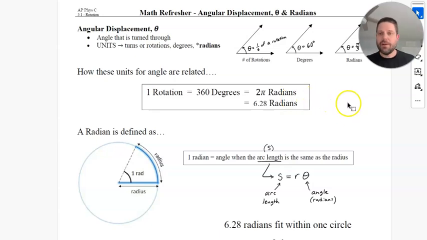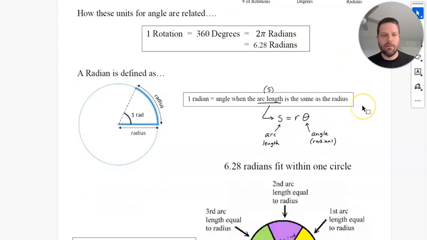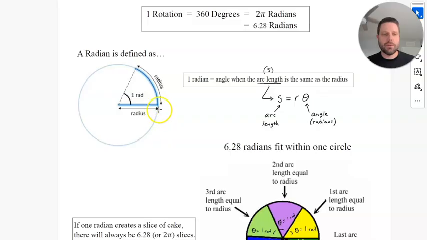So a quick math refresher to start us off with rotation. Our angular displacement is, instead of meters like linear displacement or distance, angular displacement, how far you turn, is theta, and it's measured in either the number of rotations you're taking, degrees, or radians, and we're going to be using radians as our standard units, as we should know right now. A quick refresher on a radian.